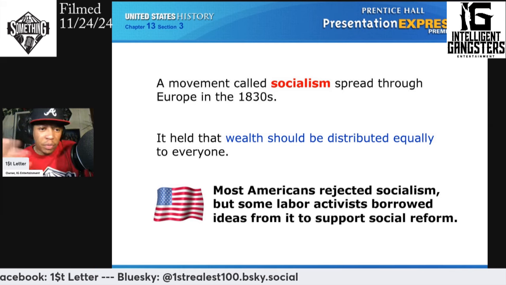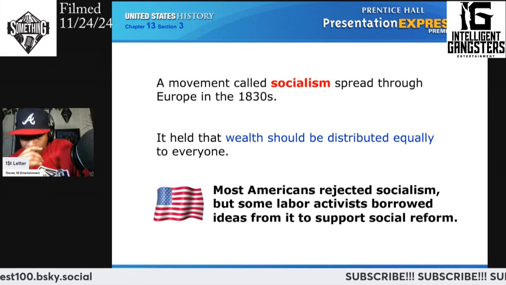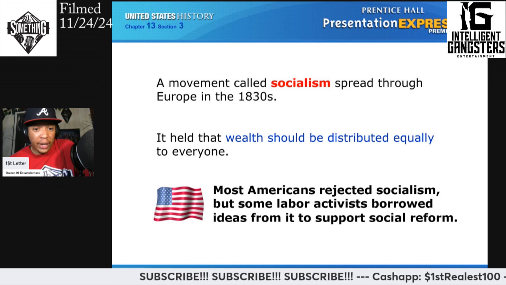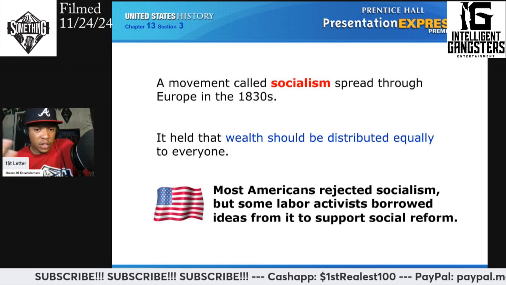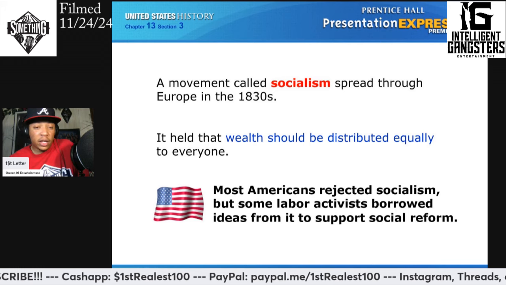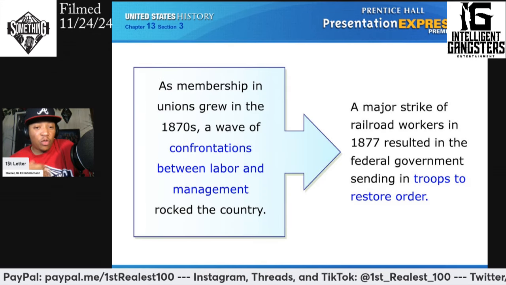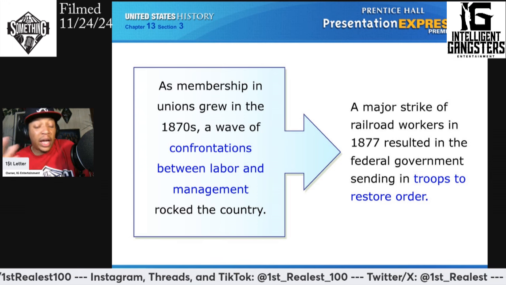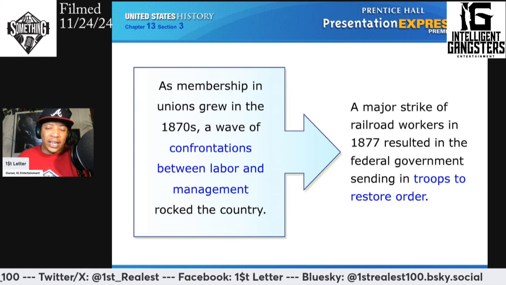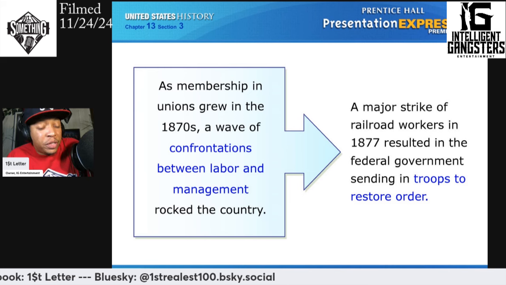So this ain't nothing new. People arguing about socialism ain't nothing new, especially during this time, the late 1800s, where you see workers getting mistreated. So you're going to have some labor activists who are heavily influenced by socialism. Let's go. As membership in unions grew in the 1870s, a wave of confrontations between labor and management rocked the country. A major strike of railroad workers in 1877 resulted in the federal government sending in troops to restore order.